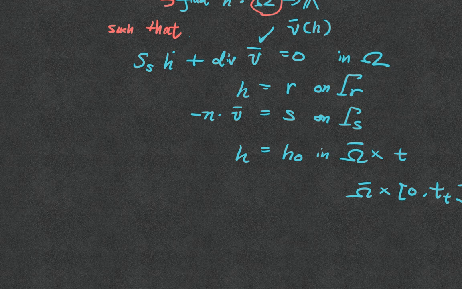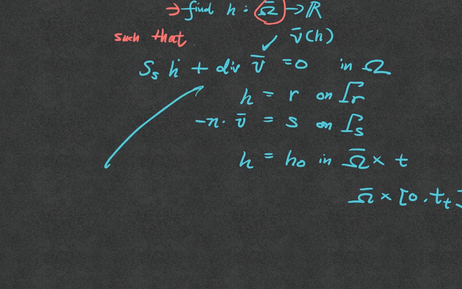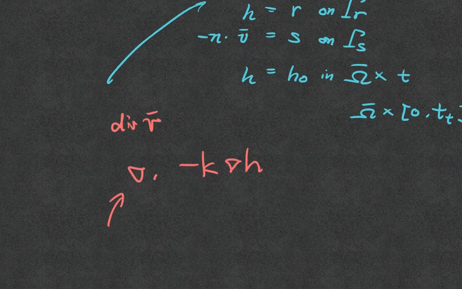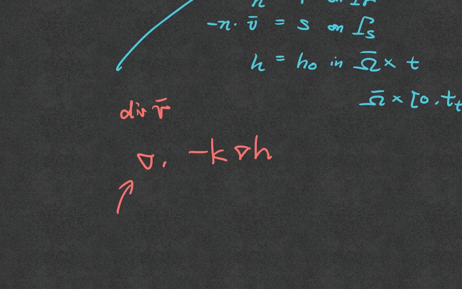So in the strong form, if you work out these details, you will get a divergence of v, okay? And the important thing is that this Darcy's law is actually coming from the gradient of the potentials, times the conductivity. So I have a divergence of minus k times gradient of h. So what this means is that in order to calculate that, I need h to actually have a Laplacian that is finite, right? Do you understand what I'm talking about?